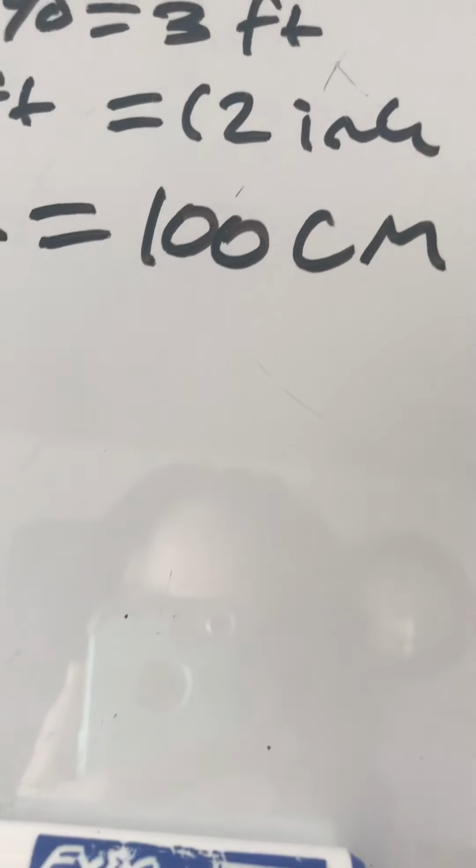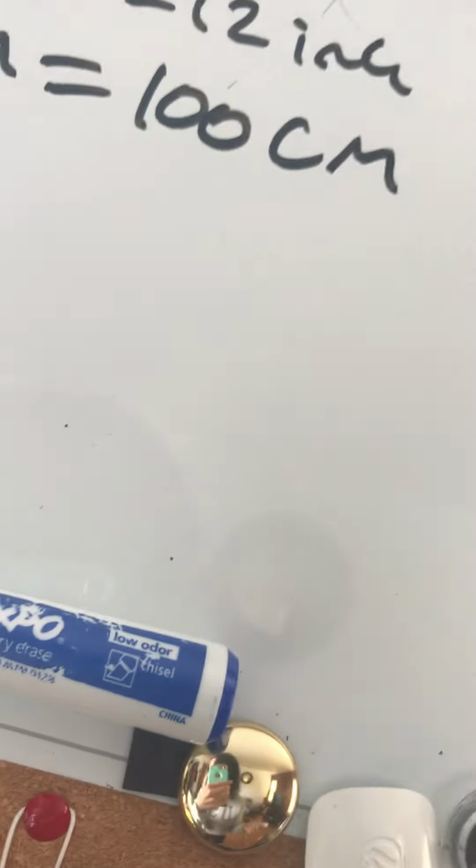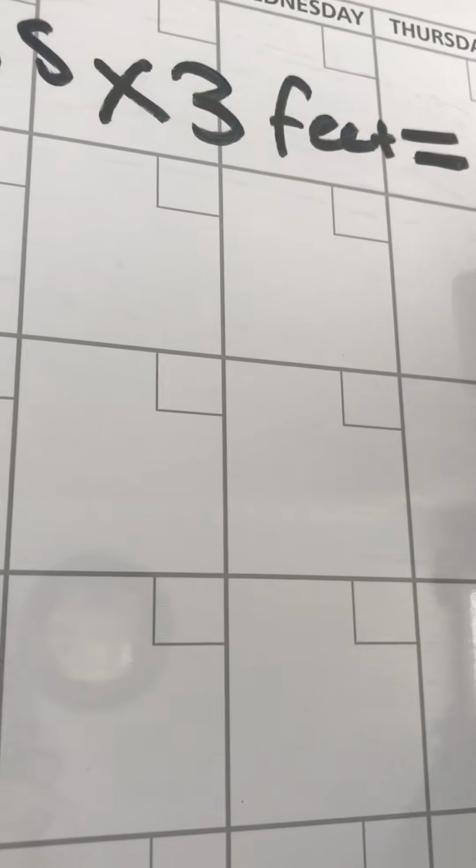Well, let's start big and get smaller, right? Let's start with what we were given in the problem, which is 300 yards. Now we know how to move from yards to feet. For every 1 yard, there's 3 feet. So we're going to multiply 300 yards times 3 feet to convert yards to feet, and we're going to get 900 feet.